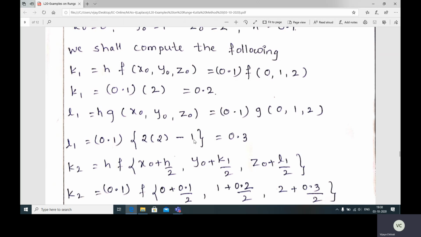So 2 into 2 minus 1. 2 into 2 minus 1 is 4 minus 1, that is 3. Multiply this with 0.1. So we'll get L1 as 0.3.